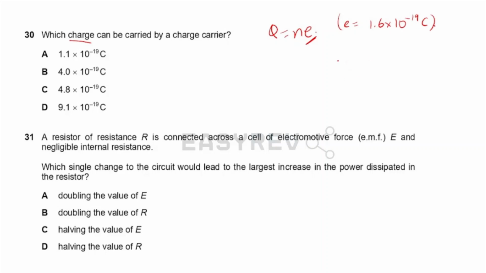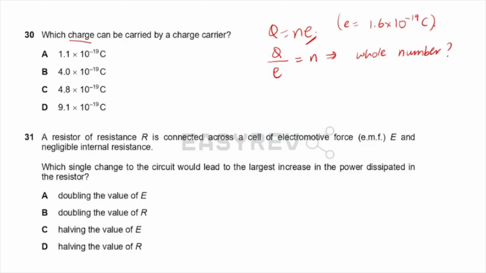Now with this in mind, what we need to verify in choosing which option will work is basically take the charge given in each option divided by the elementary charge and see whether you get a whole number or a whole integer value, a positive integer. Only then will we pick one of the options. Otherwise, if it's not a whole multiple of the elementary charge, then that is not a true charge carrier value we can allow. So let's see.